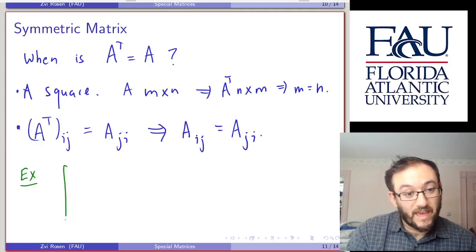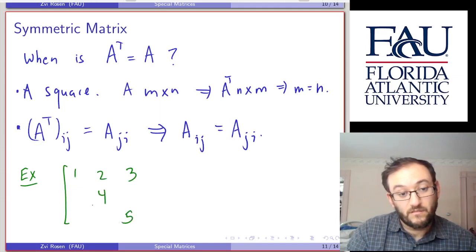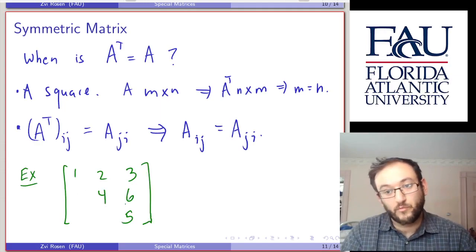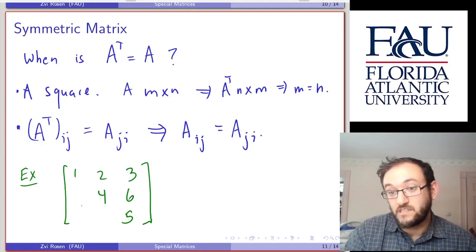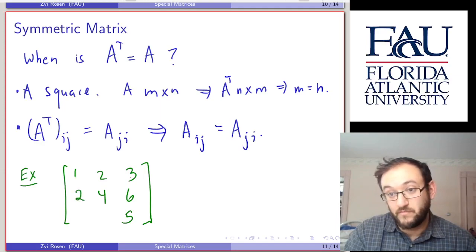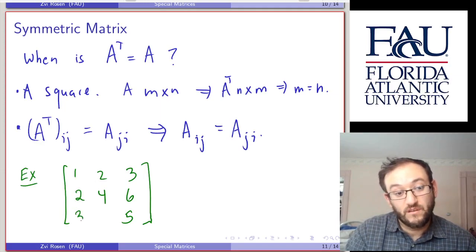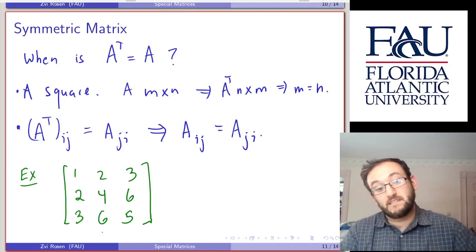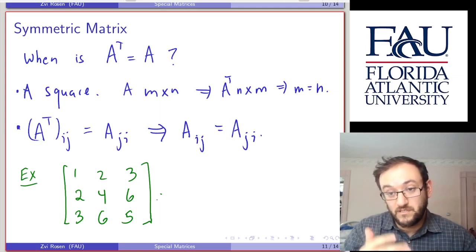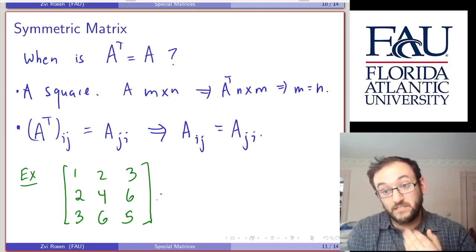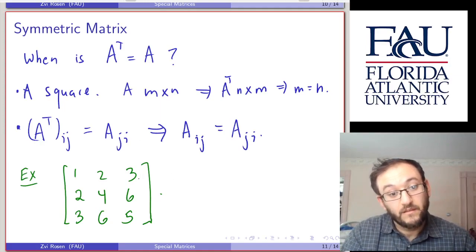So if we have this beginning of a matrix, let's fill one more entry in. In order for this to be symmetric, I need the reflection across the diagonal to also be the same as what we start with. So this has to be 2, this has to be 3, and this has to be 6. Now, when we take the transpose, the matrix stays the same, because swapping the opposite sides of the diagonal doesn't change anything. Okay, so that's an example.